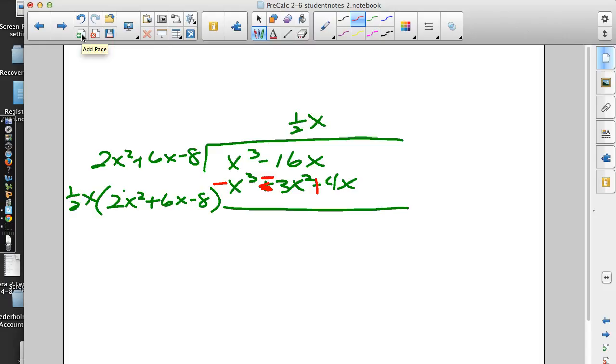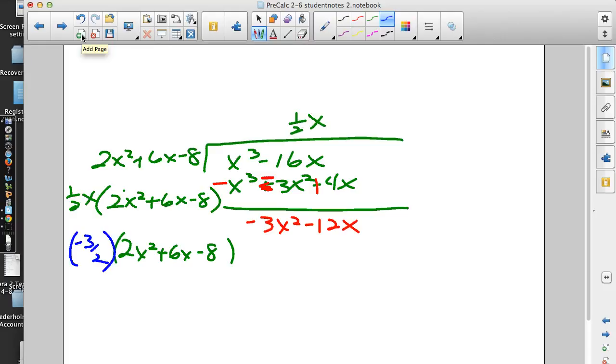All right. X cubes are gone, but now we have -3x squared, and -16x plus 4x is -12x. So we ask ourselves, can we go again? This is what we have. Can we multiply that by something to get a -3x squared? Yeah, it's -3/2. So this one has fractions for just about everything. -3/2. Because the 2's would drop out and we'll have -3x squared.